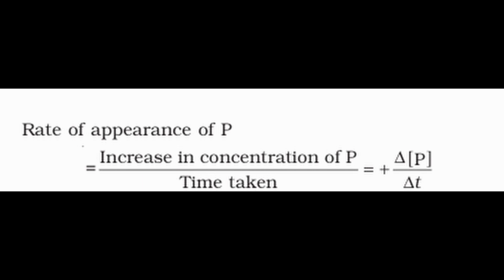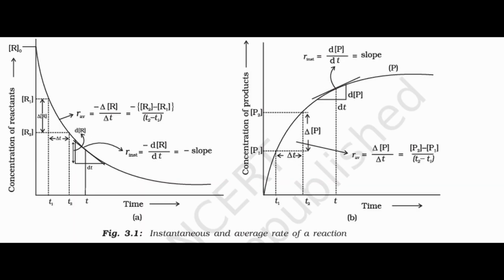The average rate calculated over a time interval cannot describe how fast the reaction is occurring at a specific moment. So, to determine the rate at an exact time, the instantaneous rate is used, which is obtained when the time interval becomes extremely small, that is, dt tends to 0.